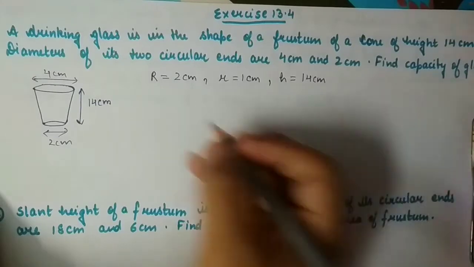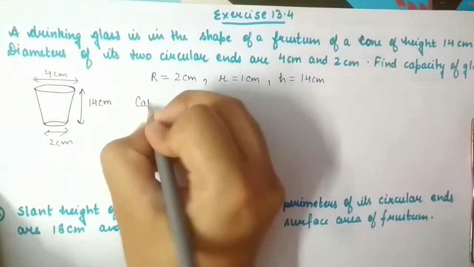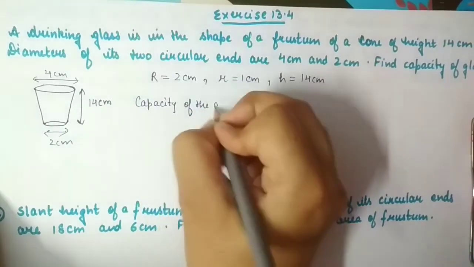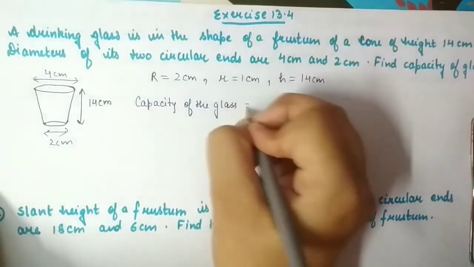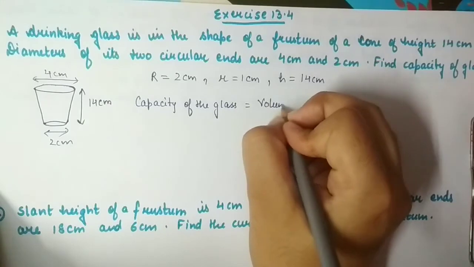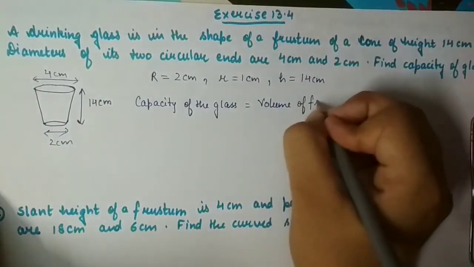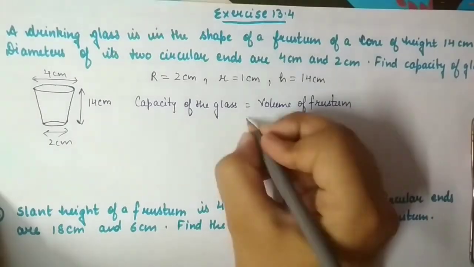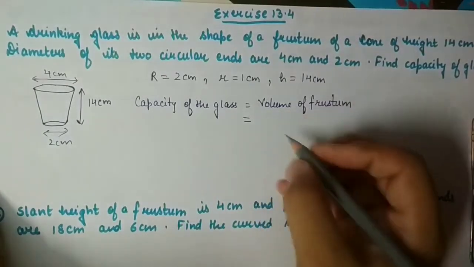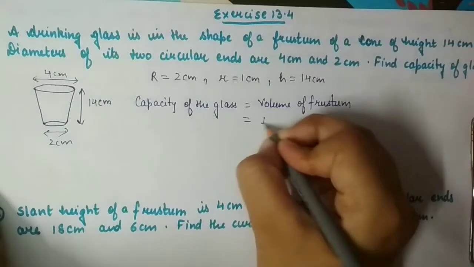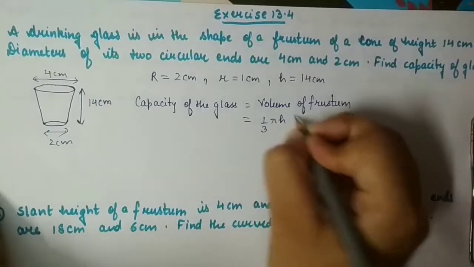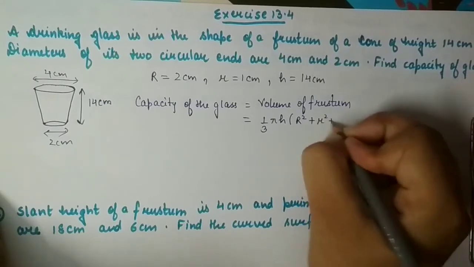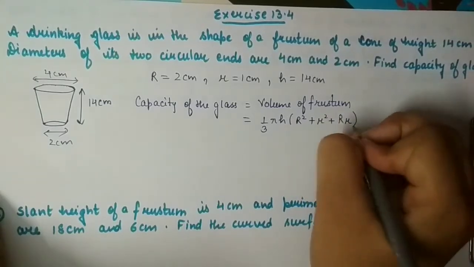So we have to find the capacity of the glass. So capacity of the glass is equal to volume of frustum, because the shape is of a frustum. This is equal to, what is the formula for volume of frustum? It is 1/3 pi h and in bracket you have capital R square plus small r square plus capital R into small r.